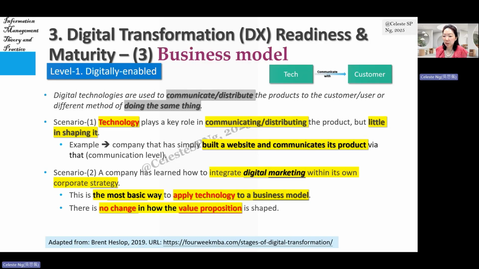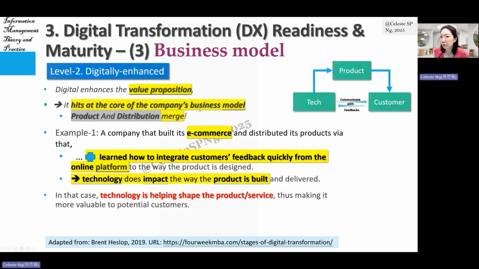In short, it does not change how the value proposition is shaped. What is a value proposition? Value proposition is simply the value that a customer is willing to pay for. For example, as a customer, I may buy a pair of earrings from a physical store. I may buy the same thing through an online e-commerce site. I still get the same thing, nothing more, significantly.